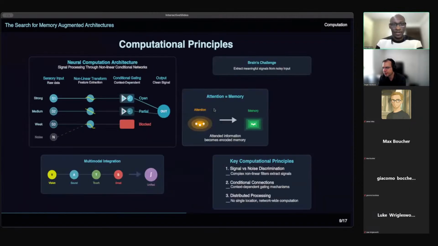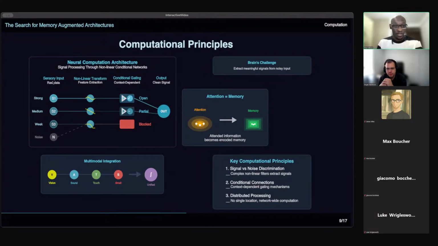Right. And moving on. So now we move on to the computational part. What is going on when remembering? Is it a computational process, or is it something that is hard to understand, out of our own understanding? So you remember the signaling you talked about, like what information comes in and what information should not come through, right? So there is this signal processing through nonlinear conditioning.